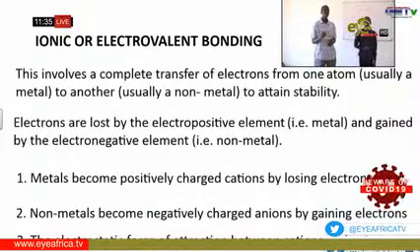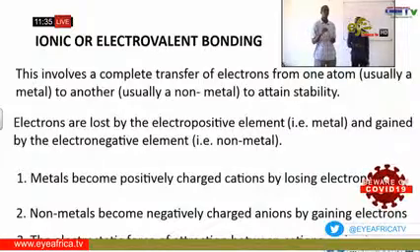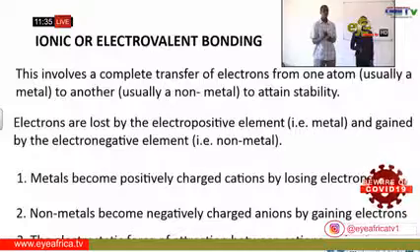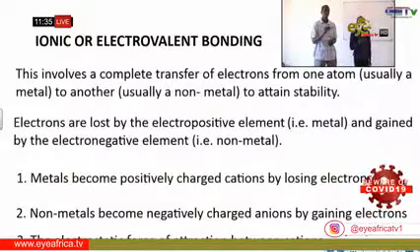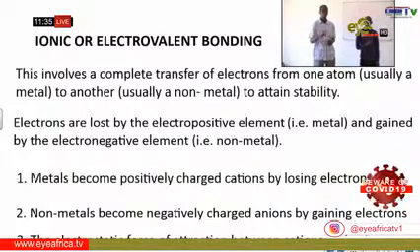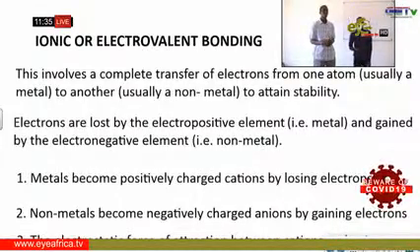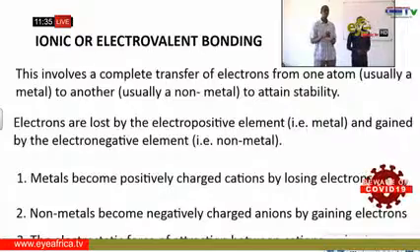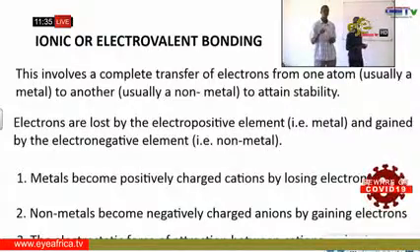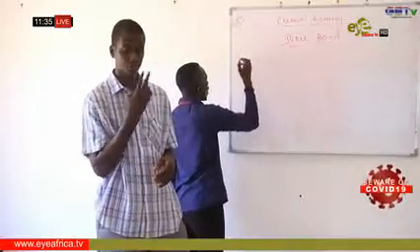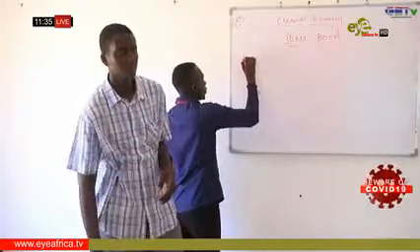Electrons are lost by the electropositive element, which is the what? The metal. And gained by the electronegative element, and that is the what? Non-metal. Now we have some points down here, and number 1 reads, metals become positively charged cations by losing what? Electrons.